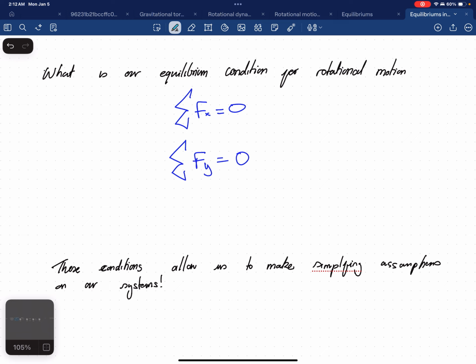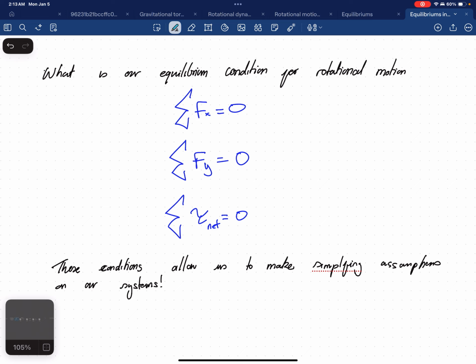So we're going to have the sum of forces, and we have the net torque of the system equals 0. So in rotational motion, we are thinking about the forces as well as the torques, and in translational motion, we're only thinking about the forces.